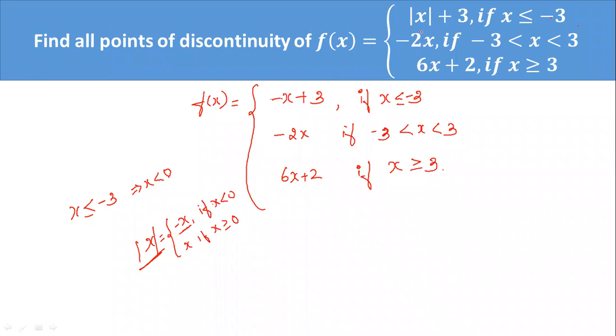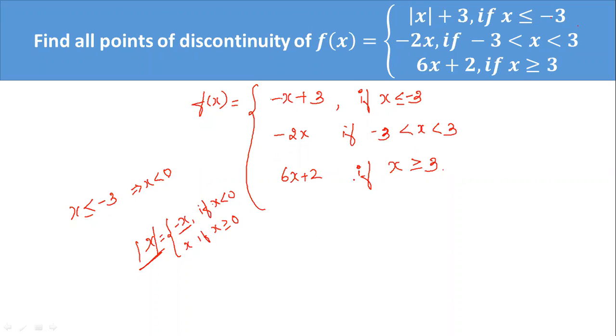Mod x is equal to minus x. So what I have done, instead of mod x, I have replaced it by minus x. That's why my definition of the function is a bit modified, so that it will be easy for me. When mod is there everywhere, it becomes a bit difficult. Therefore I have modified it. So it is minus x plus 3. The rest two of the forms I have written as it is.